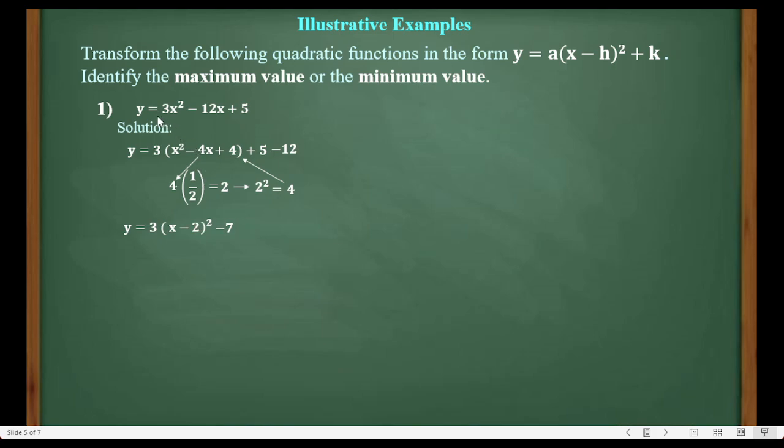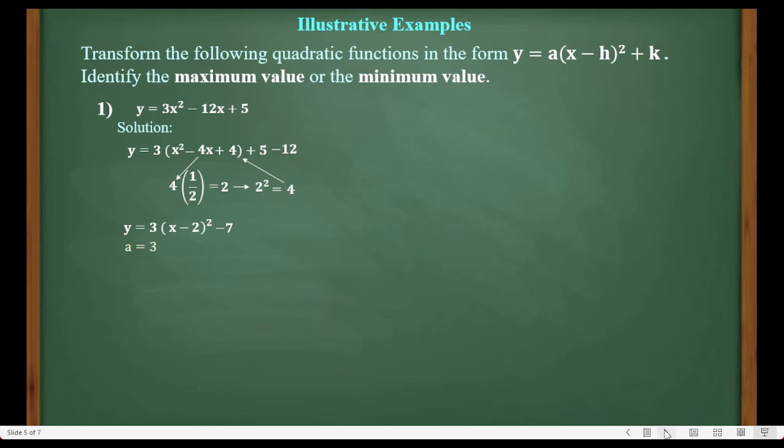The original given equation is actually the one written in standard form, and this is what we aim for, the vertex form. Yeah. Then what is the next step? Determine whether the function has a maximum or minimum value.